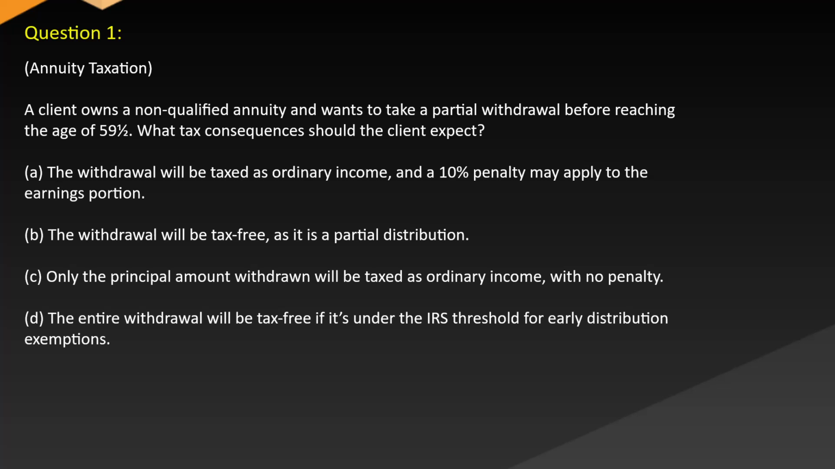Question 1. Annuity taxation. A client owns a non-qualified annuity and wants to take a partial withdrawal before reaching the age of 59½. What tax consequences should the client expect? A. The withdrawal will be taxed as ordinary income and a 10% penalty may apply to the earnings portion.